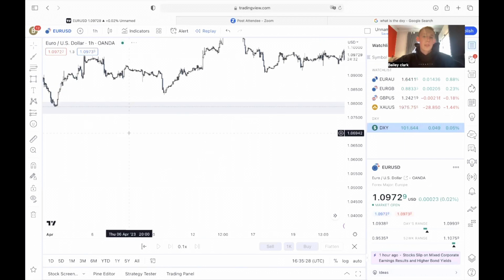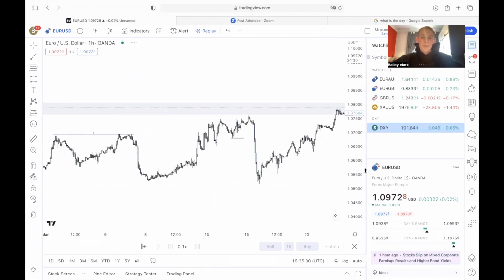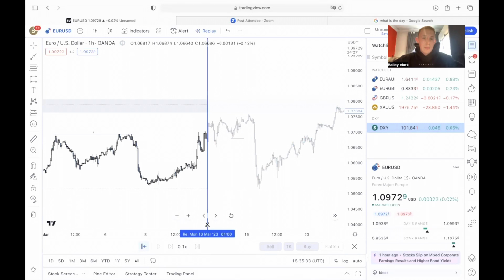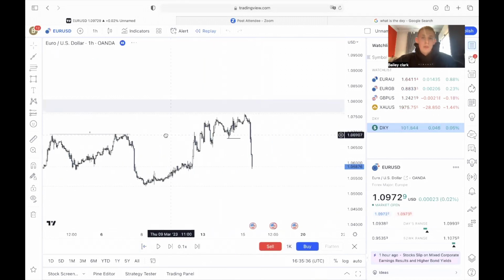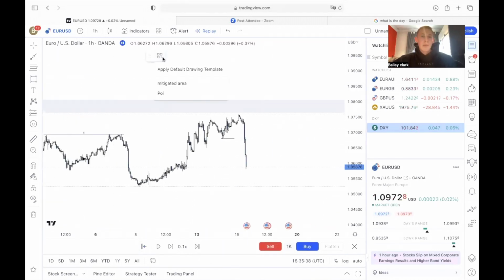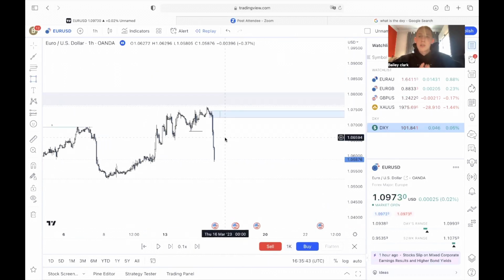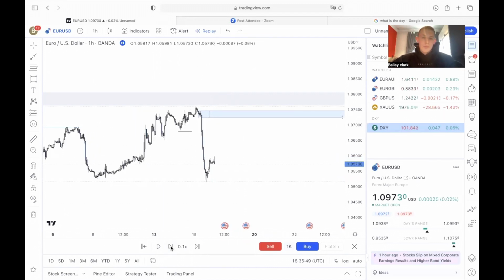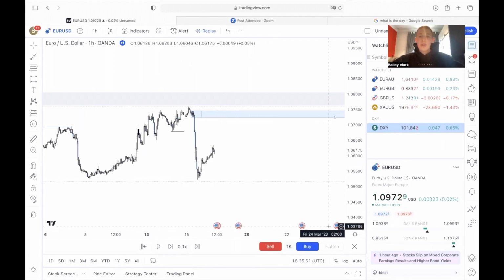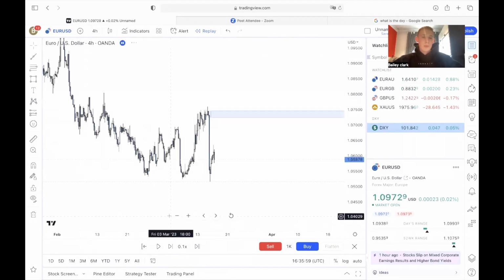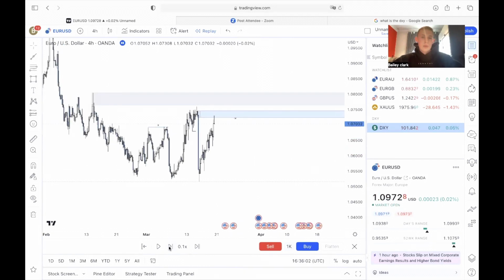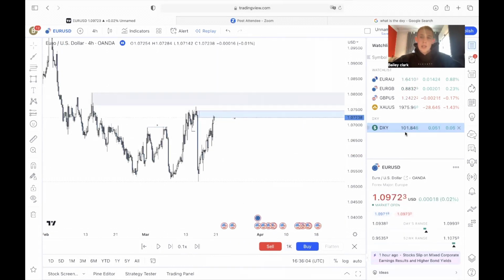So then we could have also said, if we get bar replay, we could have said, well, this area of supply just up here is the one that caused the break of structure, and therefore we would be looking for sells with a confirmation if price is going to return to that level. However, we know, so if we check DXY at the same point in time, I think that was around the 20th of March.